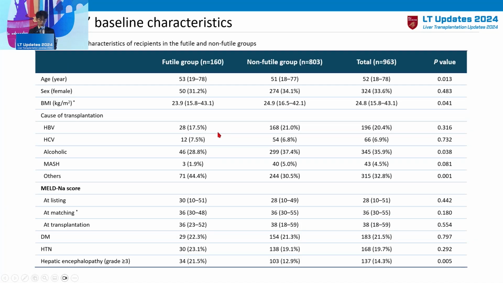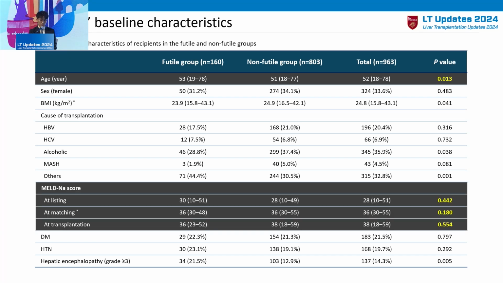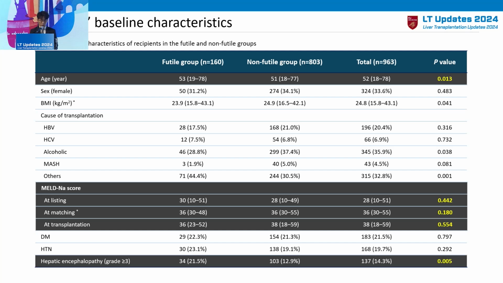This table shows baseline characteristics of recipients in the futile and non-futile groups. Median age was higher in the futile group than the non-futile group, but the difference was minimal. Regarding MELD sodium score, no significant differences were observed according to the 3 time points, including enlisting and matching at transplantation, between the groups. Hepatic encephalopathy above grade 3 was more prevalent in the futile group.